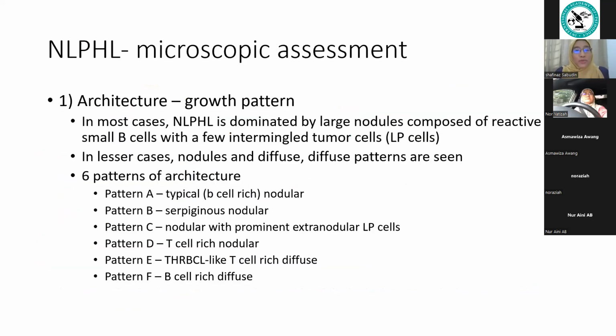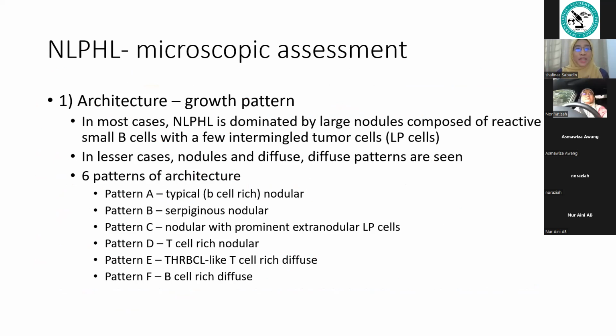Okay, now, what do we do when we see nodular lymphocyte predominant Hodgkin lymphoma under the microscopy? So there are a few things that we need to assess when we encounter nodular lymphocyte predominant Hodgkin lymphoma. First and foremost, we need to look at the architecture of the tissue. What does the growth pattern look like?